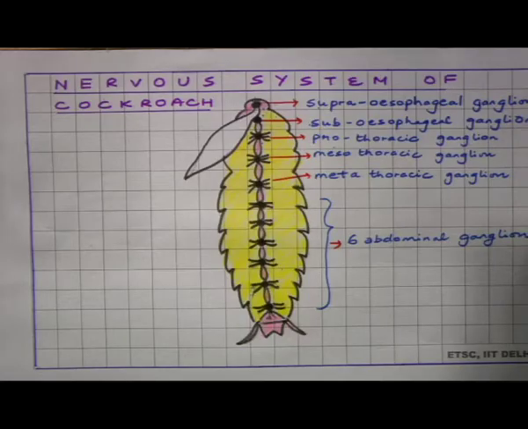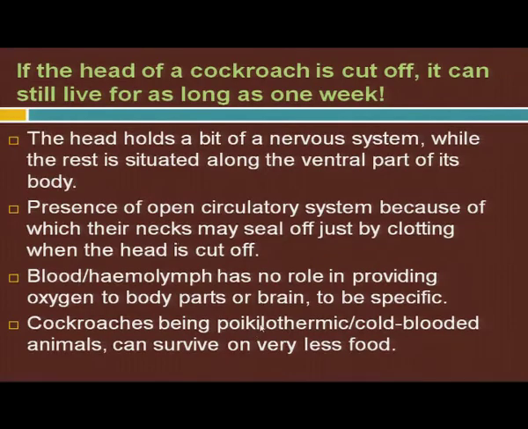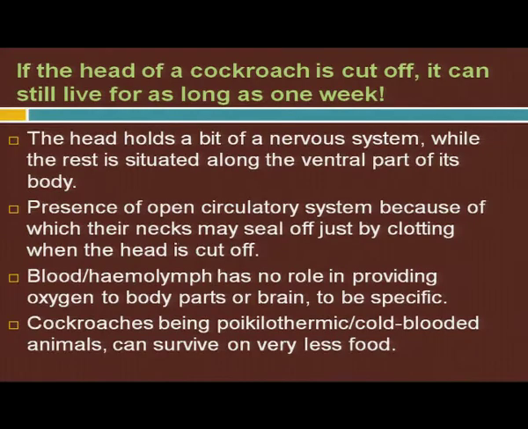Blood, hemolymph, has no role in providing oxygen to the body parts or brain to be specific. Moreover, it is poikilothermic, that is, it is a cold blooded animal and it requires very little food. For 1 week the food stored inside the crop is sufficient for it to live. So, these are the reasons because of which a cockroach, if its head is cut off, can still live for as long as 1 week. Isn't it interesting about this feature of the cockroaches?